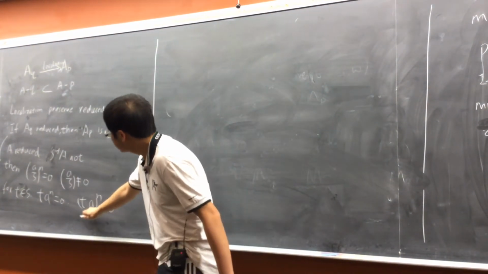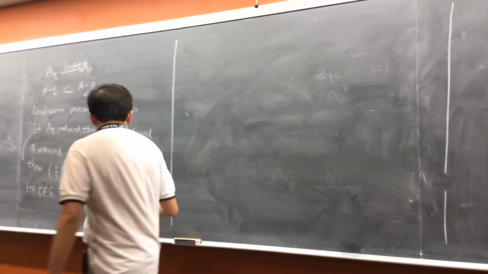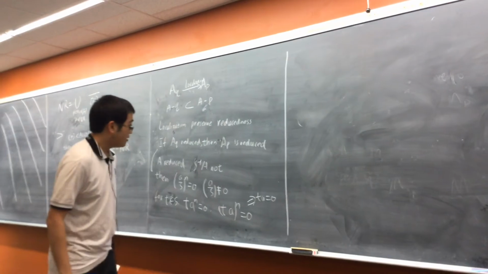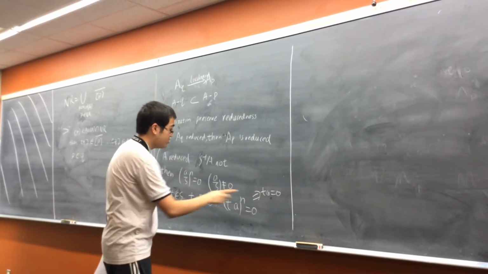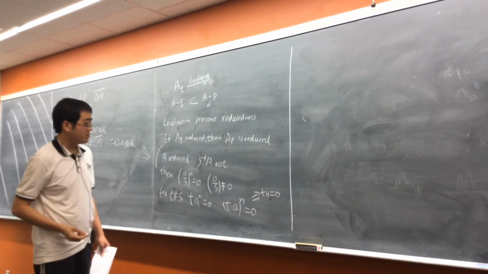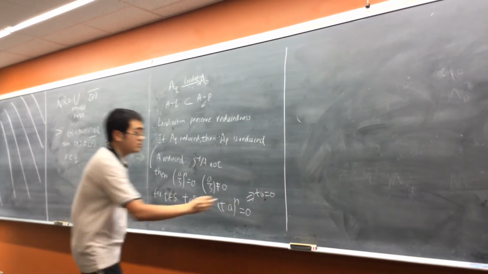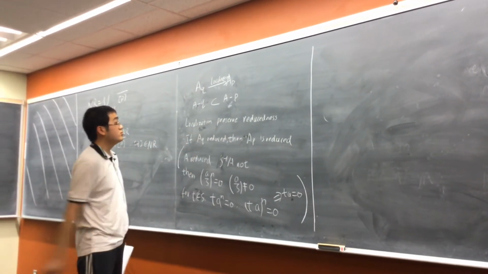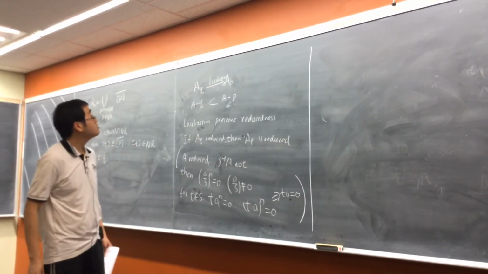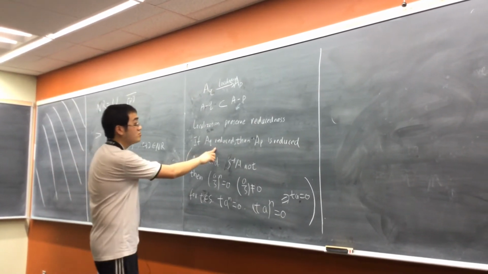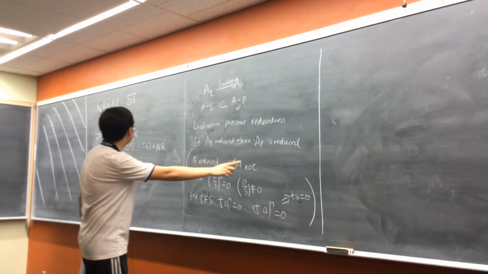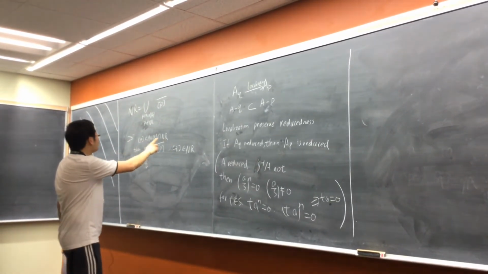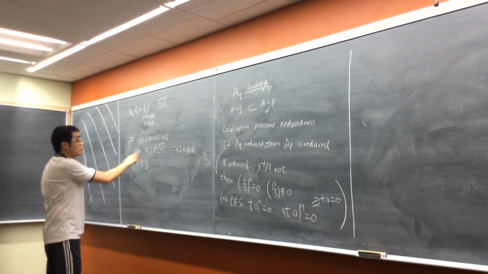Then, by the reducedness of A, we know that TA is 0. And TA is 0 means that this is also 0. That's a contradiction. So this is the proof for this statement: localization preserves reducedness. So if AQ is reduced, then AP is also reduced. We have assumed that P is non-reduced, so everything in the closure of P is also non-reduced.